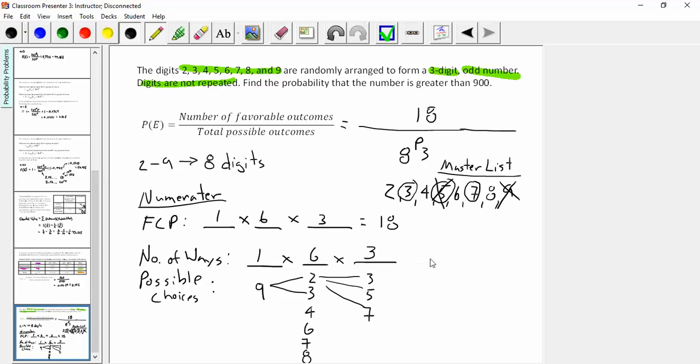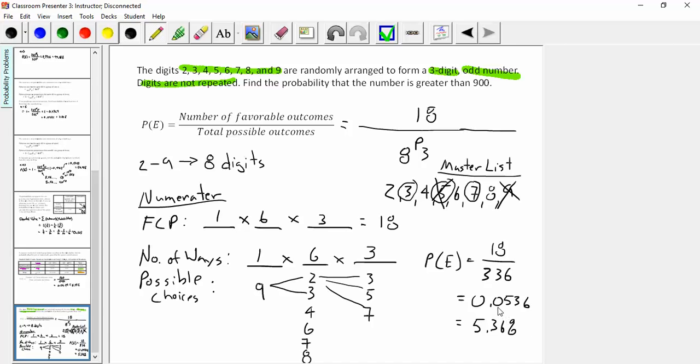And so now I'll bring our math down below here, our probability math. We have 18 over, let's see, what's 8 permutation 3? That's 336. And now I can simply write my probability. Do the math, 0.0536, which is a little over a 5% probability.